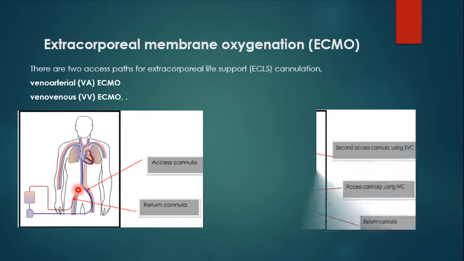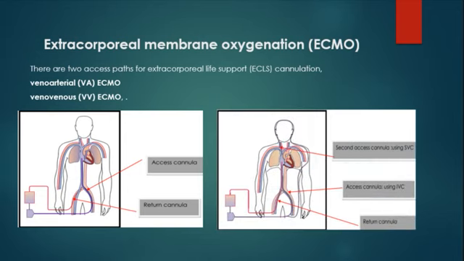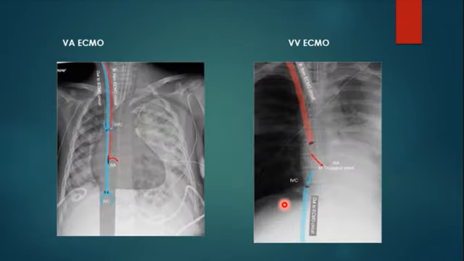The other type is called veno-venous, where they take it from a vein and bring it back to a vein. Now, there are two schools of using veno-venous. Some use one vein with one tube with two chambers, and some will use two different veins. It doesn't matter. The important thing is that they provide oxygenation to this neonate.